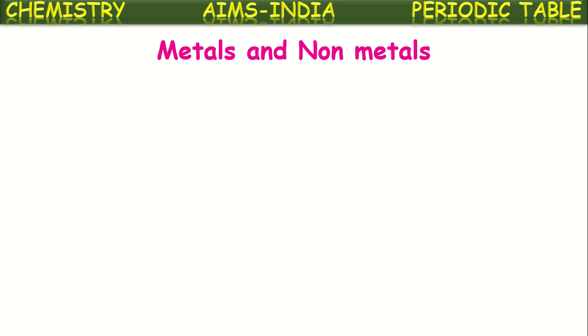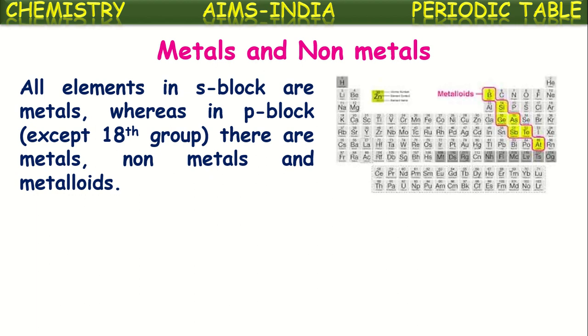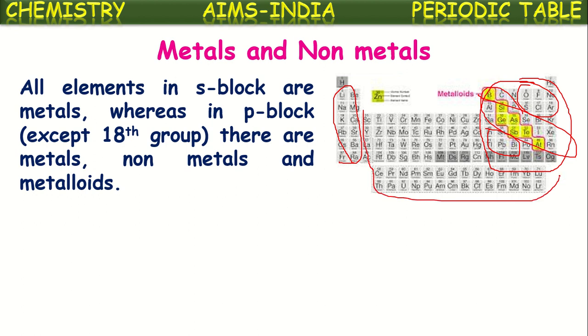Right? Now let us see one more: metals and non-metals in the periodic table. All the elements in S block are metals except hydrogen, whereas in the P block there are metals, non-metals, and even metalloids also. If we say this is a periodic table, S block contains almost all the metals except hydrogen. But if you see P block, these are metals, these are non-metals, and these are metalloids. D block and F block also contain mostly metals. Different kinds of elements are present mostly in the P block, that is metals, non-metals, and metalloids.